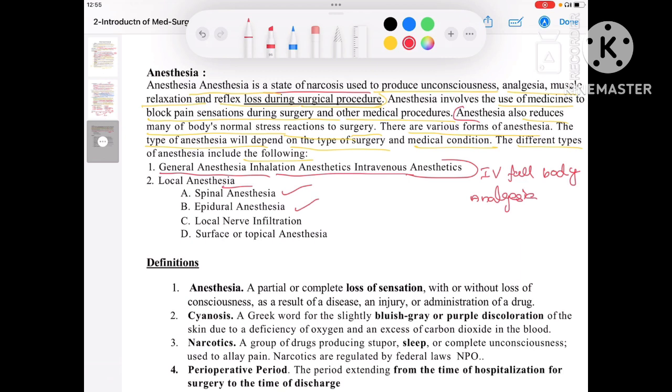Epidural: the anesthetic is given to the epidural space. Then local nerve infiltration, for example in hand surgery where only one hand needs it. They will give a nerve block infiltration. Then surface or topical, for example for dental work, where they will give surface or topical lignocaine. So that is the types of anesthesia in short.